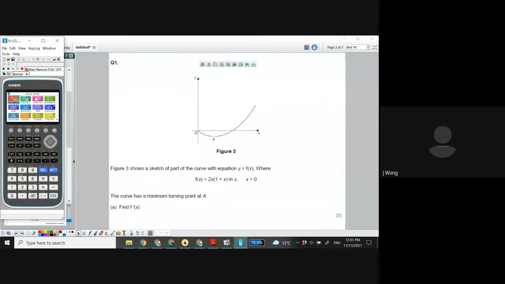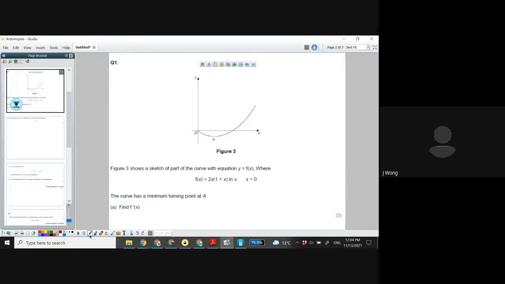Question 1 from the weekly booklet. It is across two topics. It assesses our skills in differentiation as well as numerical methods. So here we go. First part, they gave us the equation of this function, which is y equals 2x(1 + 6 ln x).